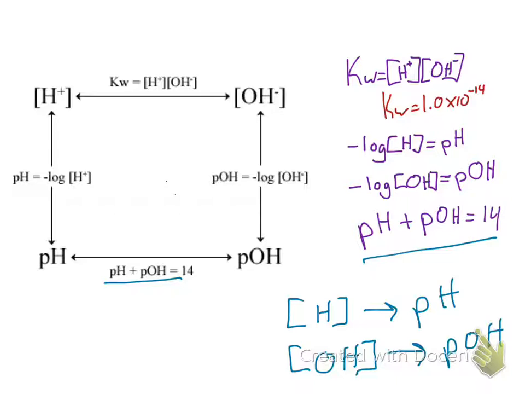And if you take a look here, there's this flow chart, and we can go around and around in the circle there. But if we're given one of these, let's say hydroxide ion, we can go anywhere we want. We can calculate the pOH, we can calculate the pH, and we can calculate the hydrogen ion concentration. And so we're going to use these equations here to help us calculate different parts of this flowchart here.